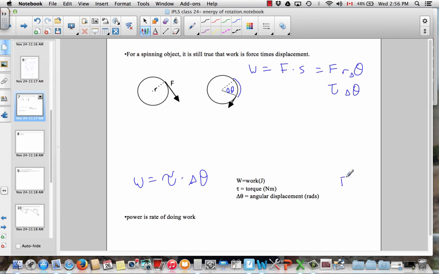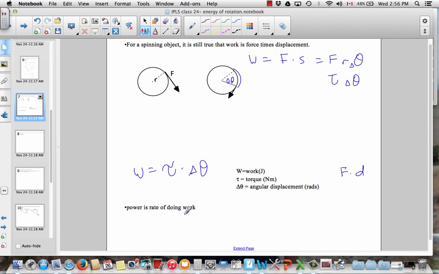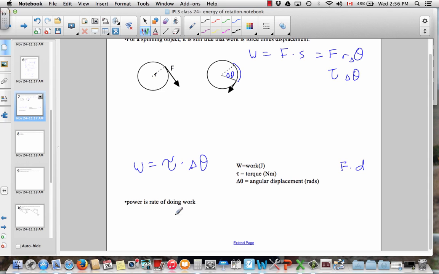Now, that is really just the equivalent of Physics 11, force times distance. For power, of course, it ends up being work over time. We know in Physics 11 that it was a force times a speed, so no surprise for constant speeds that the power ends up being the product of torque and angular velocity.